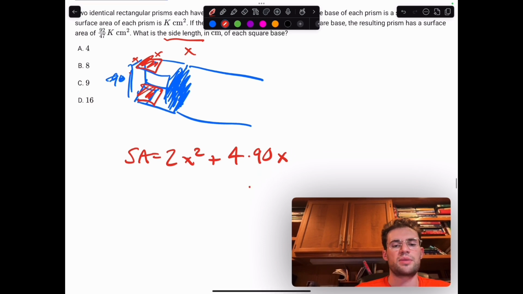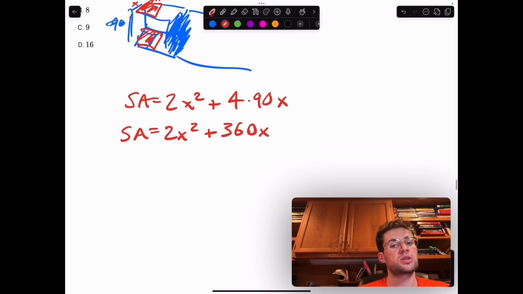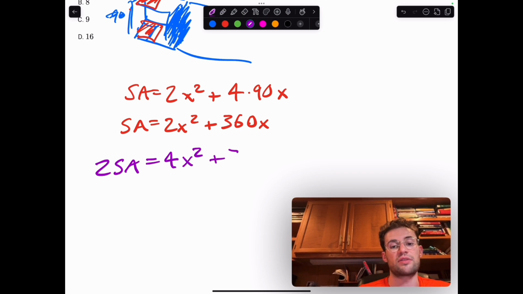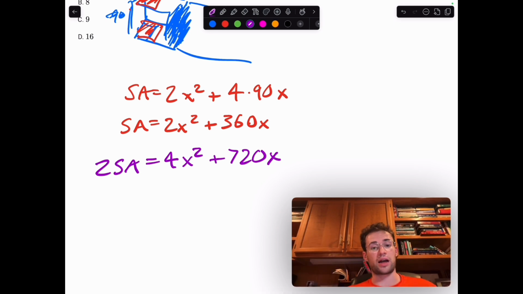All right, so that means that the surface area is equal to 2 times x squared plus 4 times 90, which is 360 times x. So that's equal to the surface area of just one of those shapes. Now, if you did the total of 2 of them, so double the surface area of one, then that would be 4x squared plus 360x times 2, which is 720x. Right, so that would be if you had them both not glued together.